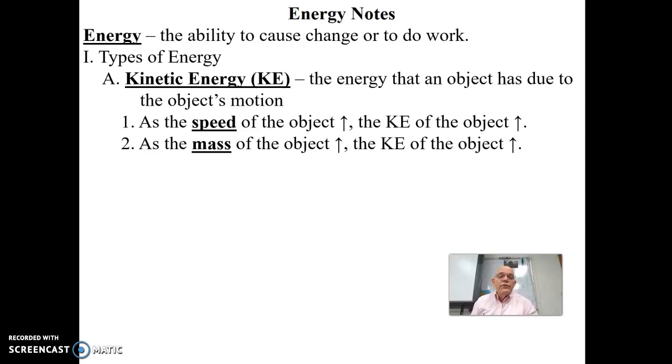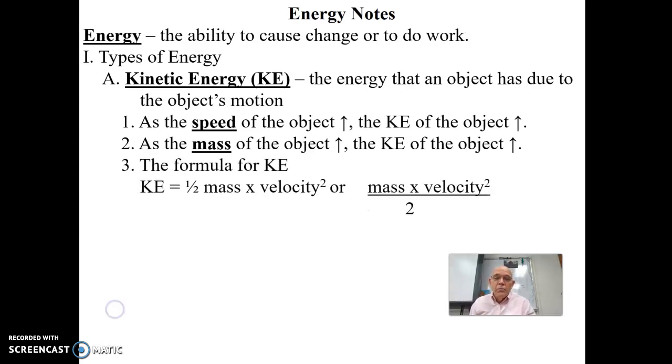Now, it also depends upon the mass of the object. If you have a semi-truck going 60 miles an hour and a Volkswagen Bug going 60 miles an hour, obviously there's going to be a lot more kinetic energy with the semi-truck. So it has to do with how fast and how much mass it has. The formula for kinetic energy is 1/2 times mass times velocity squared, or another way to write that is mass times velocity squared divided by 2. It's not half the mass, it's half of the whole thing, the mass times velocity squared.